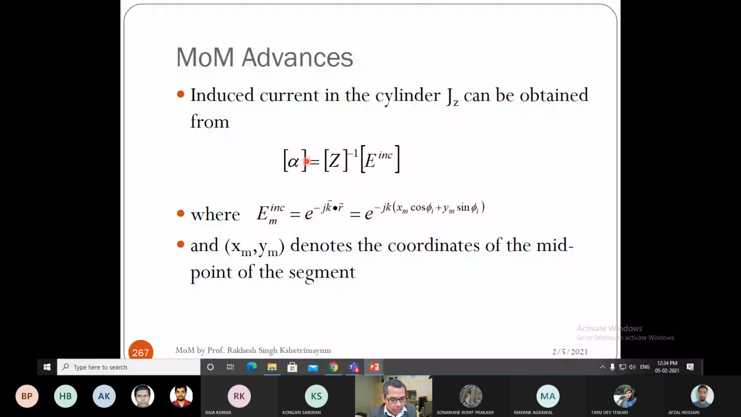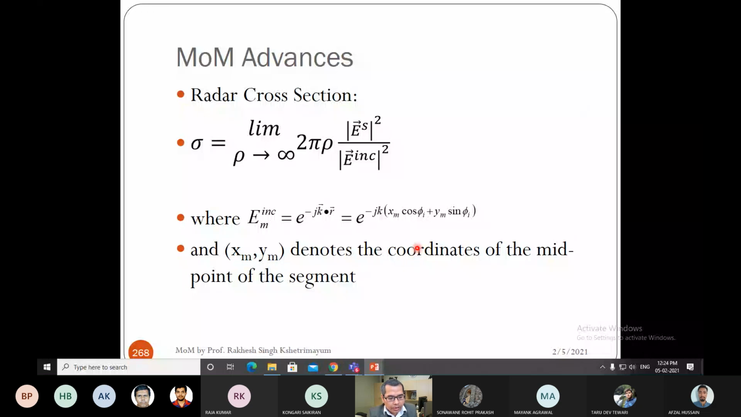Once I have that, I also know the scattered electric field. Once I have both the incident field and the scattered electric field, I can find out the radar cross section, RCS, which is denoted by sigma here. Sigma is calculated at a very far away distance from the source and observation point. We assume rho is the distance between source and observation point, and that they are very far away. We calculate it like 2 pi rho times the scattered electric field amplitude square divided by the incident electric field square.